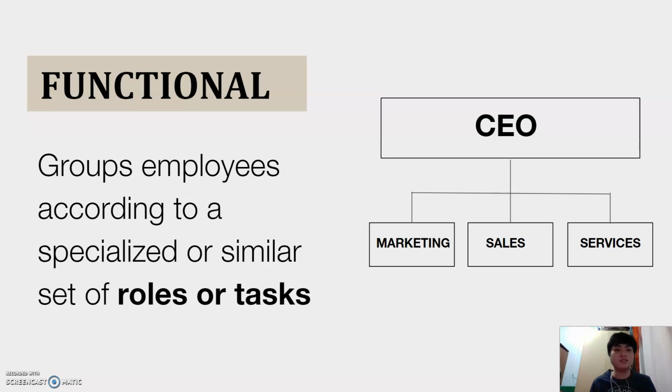Under this structure, the organization groups employees according to a specialized or similar set of roles or tasks. While functional structures operate well in stable environments where business strategies are less inclined to change or dynamism, the level of bureaucracy makes it difficult for organizations to respond to change in the market.